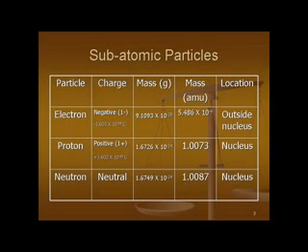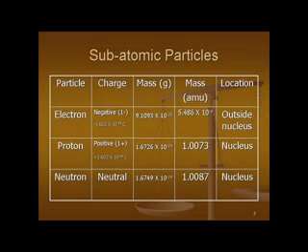Okay? The proton has a 1 positive charge, and in terms of coulombs, it's plus 1.602 times 10 to the -19th coulombs. The same amount in terms of magnitude of charge, but opposite charge of the electron. Its mass in grams is 1.6726 times 10 to the -24th grams, and in atomic mass units, that is 1.0073 atomic mass units. And its location in the atom, the proton, is found in the nucleus.